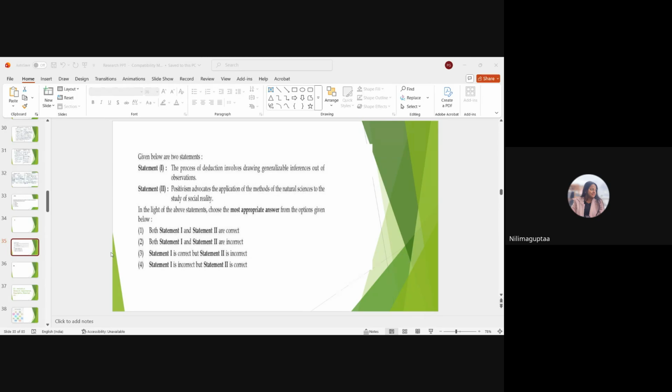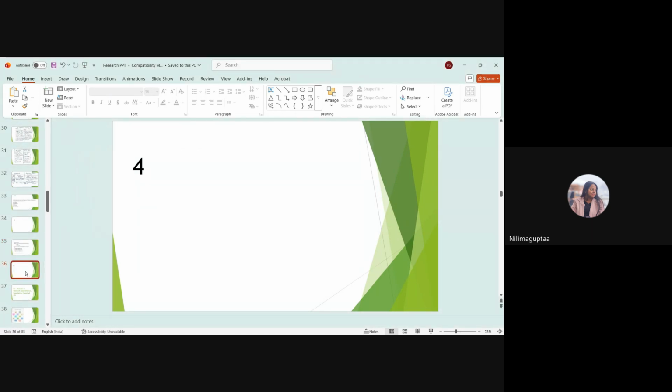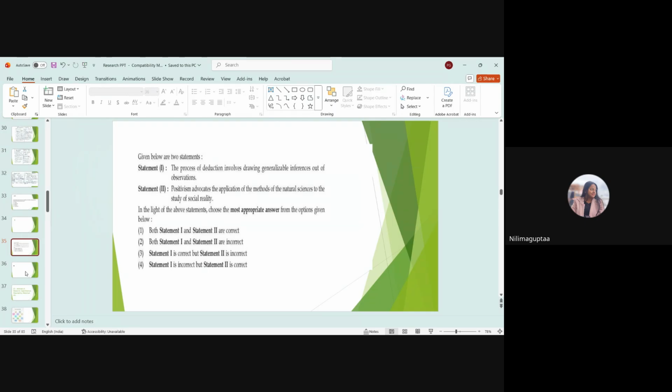Yes, most of you have given the correct answer. The correct answer is 4 in this case. Statement 1 is correct, but statement 2 is incorrect.